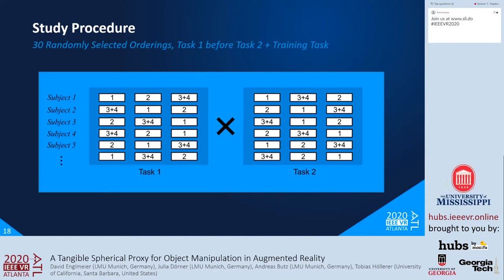For each condition, a fixed succession of four objects that we saw on the previous slide had to be aligned with their respective targets. To control for a learning effect, we permuted and balanced the sequence of objects while each object was associated with a predefined transformation. To counterbalance the succession for the conditions, we randomly selected 30 of 36 possible orderings. Task 1 was executed before task 2, and as we said, condition 3 was always executed before condition 4, as indicated by the illustration here.